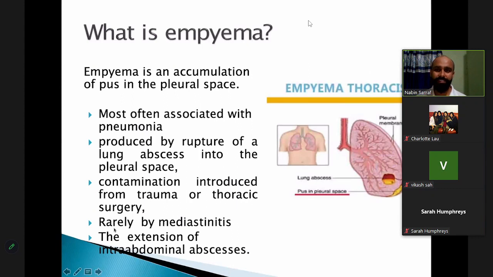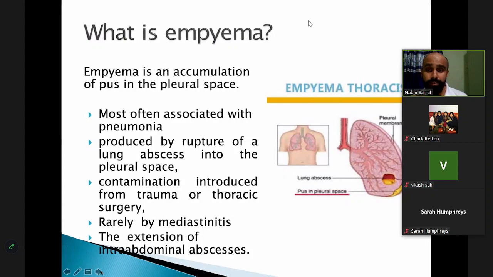Okay, so in the next slide, we are going to talk about what empyema is. Empyema is an accumulation of pus in the pleural space that is mostly associated with pneumonia, or it can also occur by the rupture of lung abscesses into the pleural space, or contamination from trauma or thoracic surgery. Rarely it is also caused by mediastinitis, or sometimes the extension of intra-abdominal abscesses also leads to empyema.